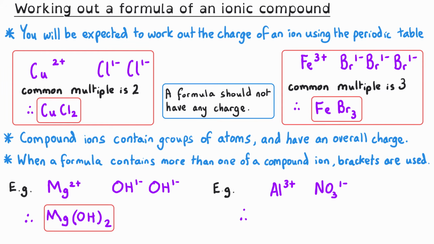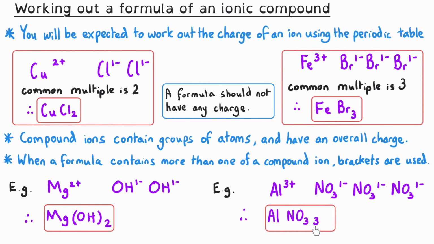One last example, aluminium nitrate, Al3+, NO3 1-. We need to have a common multiple here of 3, so we need 3 of those nitrate ions, so it would be AlNO3 3. You can see even more clearly why we need the brackets here, because how I've written it right now looks like there's 33 oxygen, but there's of course not. There are 3 of that nitrate ion. So those brackets have gone round the nitrate ion, and we've got 3 of what is inside those brackets.